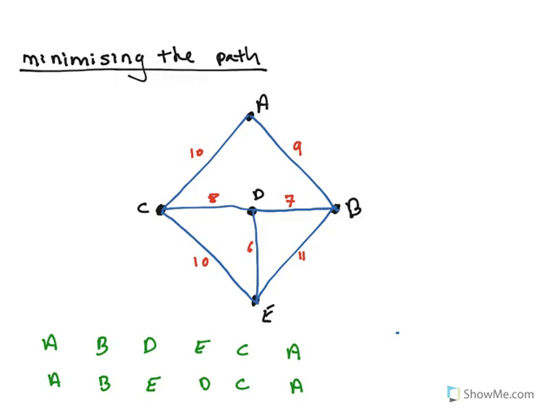Let's put some numbers in. A to B is 9, B to D is 7, D to E is 6, E to C is 10, and C to A is 10, for a total of 9, 7, 6, 10, 10, 42 minutes, hours, days, dollars, whatever. Another one is A to B is 9, B to E is 11, E to D is 6, D to C is 8, and C up to A is 10, for a total of 44. So the shortest path I can take is that one.